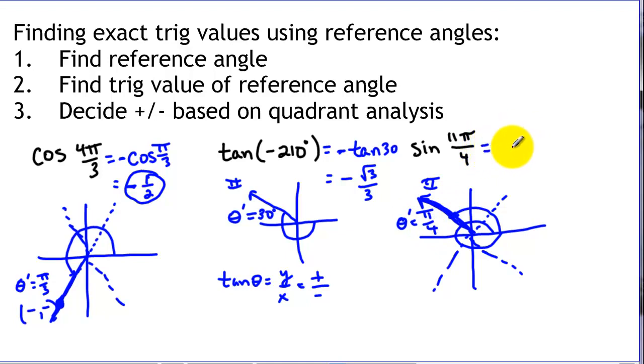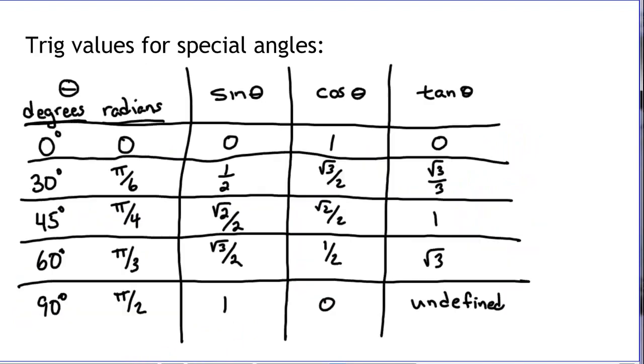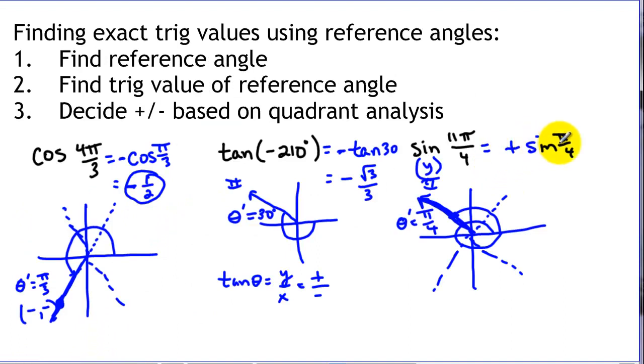So numerically, this is going to be the same as the sine of pi over 4. Now we're in quadrant 2, and sine is the y value, and y's are positive, so we want positive. So we look up in our table, pi over 4, sine is radical 2 over 2. So this is going to be plus square root of 2 over 2. So again, what we've been doing here is finding the exact trig function of angles using reference angles and quadrant analysis.